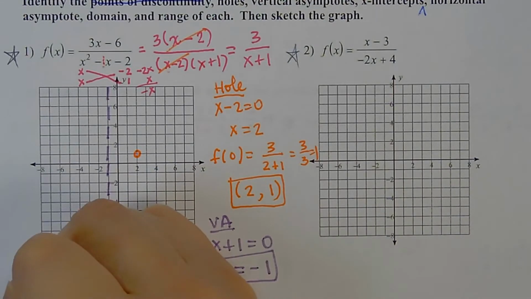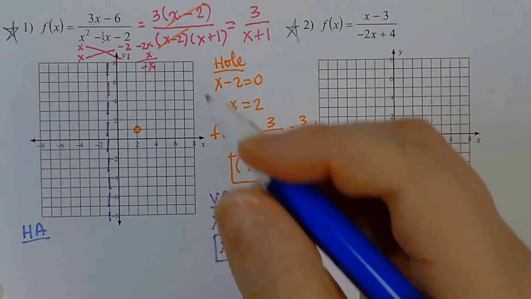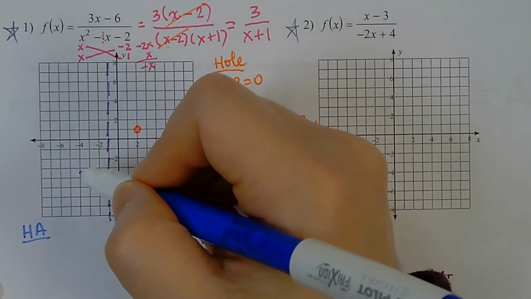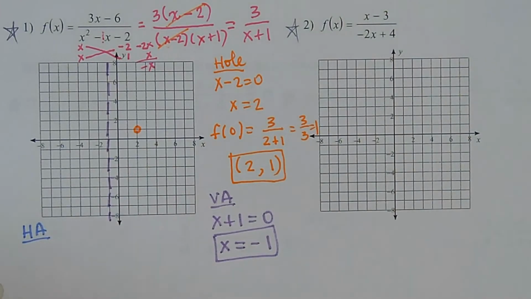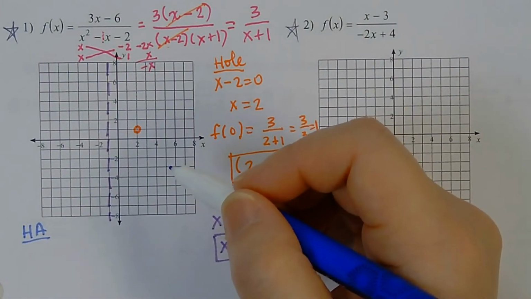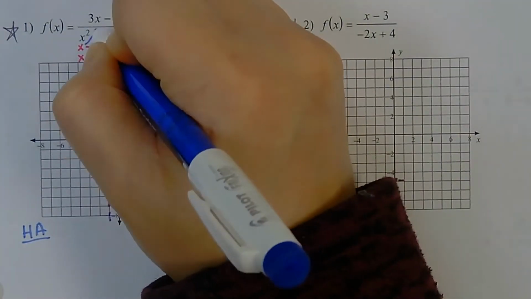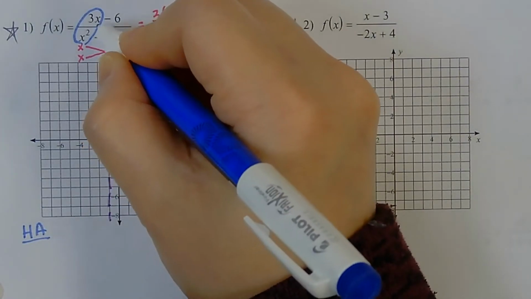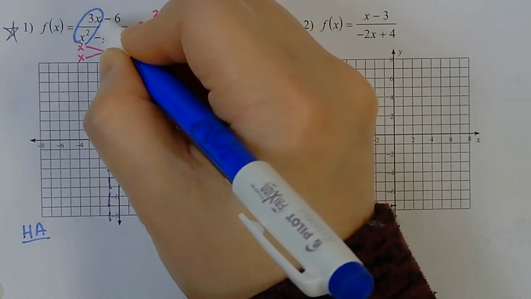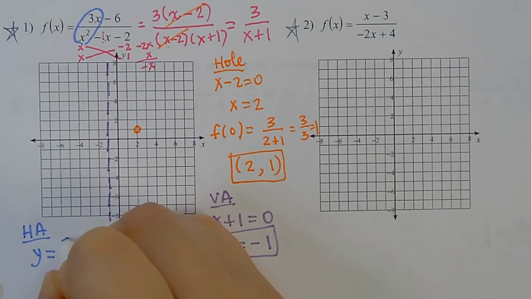Now the horizontal asymptote is, I'm going to move that up just a bit. The horizontal asymptote is basically the end behavior, okay? It's what the function is going to approach. So here we go. We're going to basically just look at the top leading term and the bottom leading term. So y is equal to 3x over x squared.